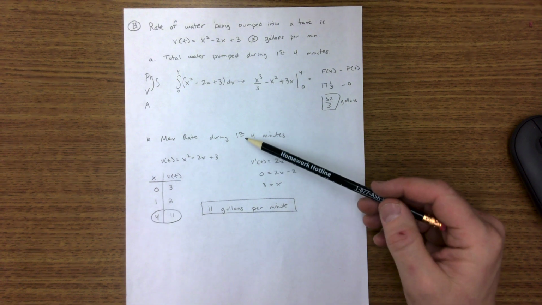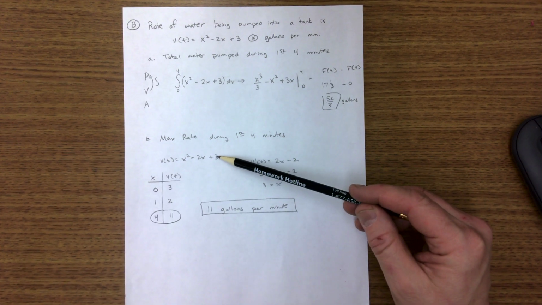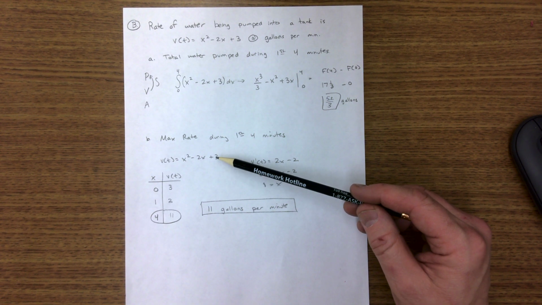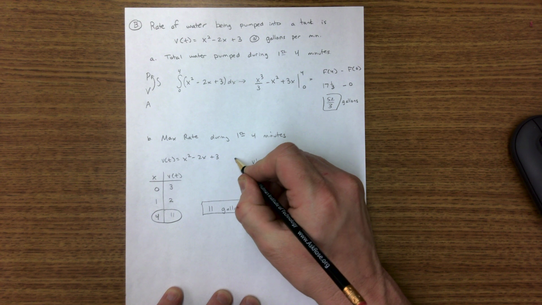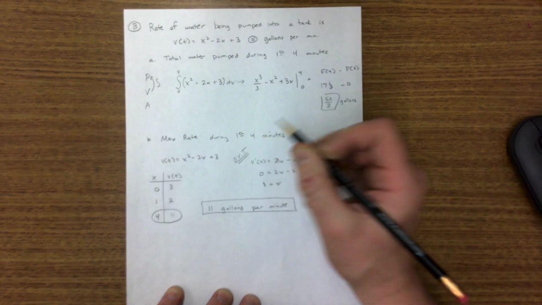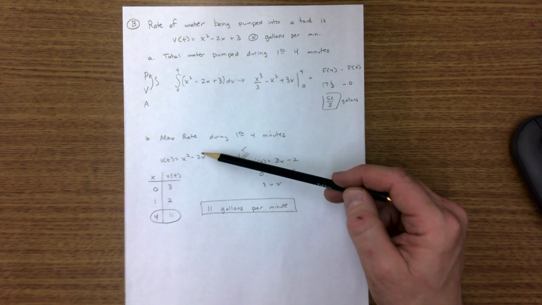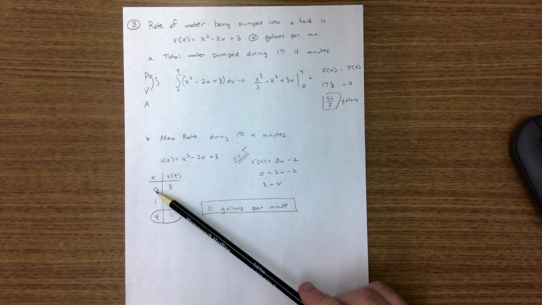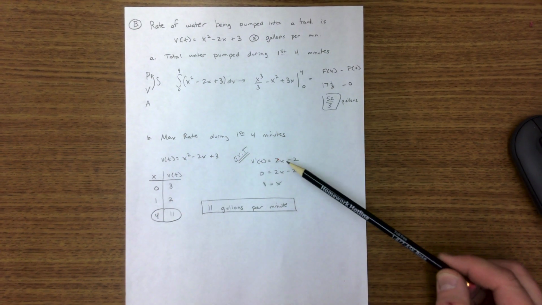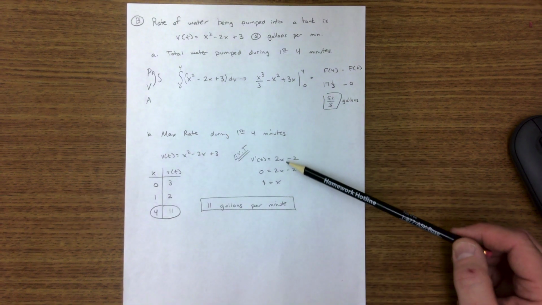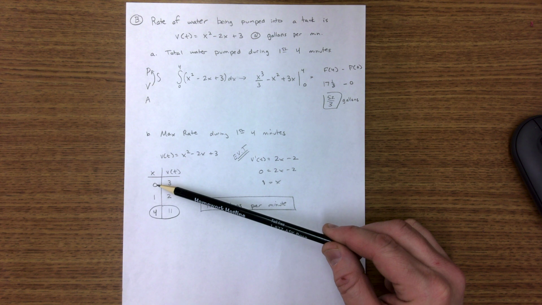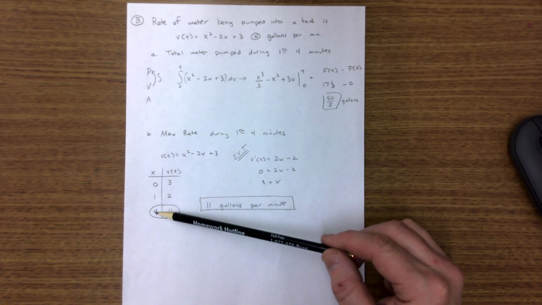All right, and what about the last one, B? The max rate during that. Well, here's my equation, and I want to find the maximum rate of that. Well, what does that mean? That means extreme value theorem. That says if I want to find a max of a particular equation, I look at the endpoints, 0 and 4, and I look at any critical points. Where is the derivative equal to 0? Well, this derivative is equal to 0 at 1. So these are the points I need to check, 0, 1, and 4.